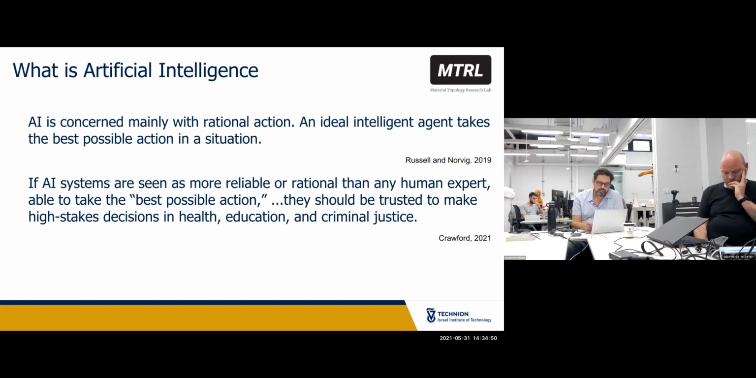As a counterpoint to Russell and Norvig's optimism, Kate Crawford is more critical. She argues that if AI systems are seen as more reliable and rational than any human expert, able to take the best possible action, then it suggests that they should be trusted to make high-stakes decisions in health, education, and criminal justice. In this research, we are optimistic about the use of AI in design, but we are also cautious because there is no best action in design.